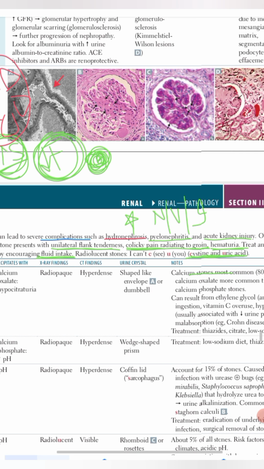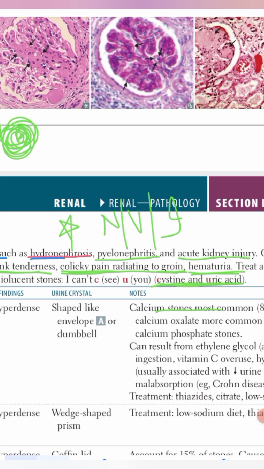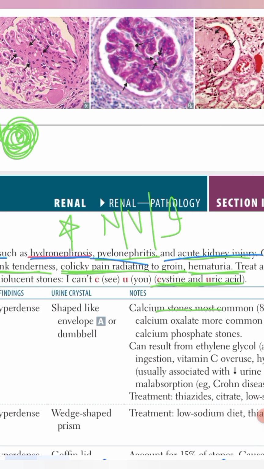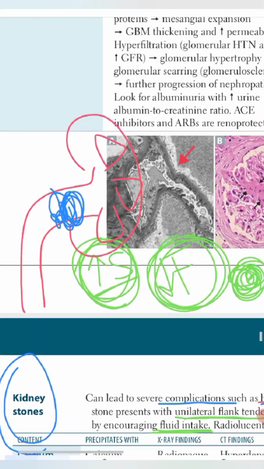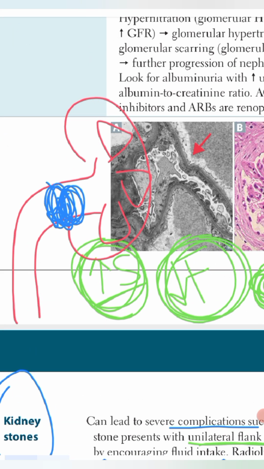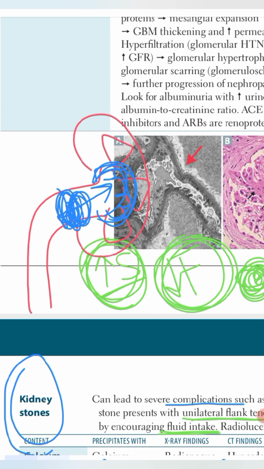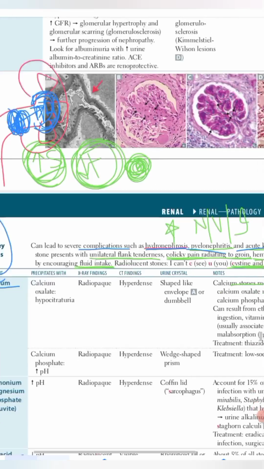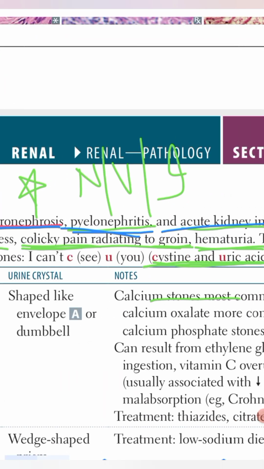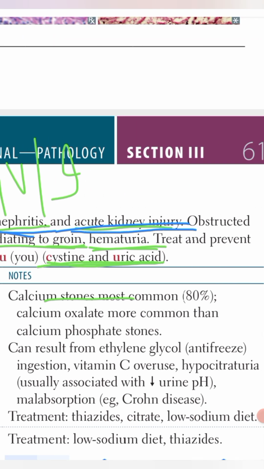The complications of kidney stones include hydronephrosis, pyelonephritis, and acute kidney injury. What will happen if there is a kidney stone obstructing the ureteropelvic junction? It will cause backflow of the urine towards the renal pelvis and the calyces. That will cause dilatation of the renal pelvis and calyces, causing hydronephrosis. And when there is stasis of the urine, it will cause infection, pyelonephritis, and there will be a sudden decline in kidney function, causing acute kidney injury.